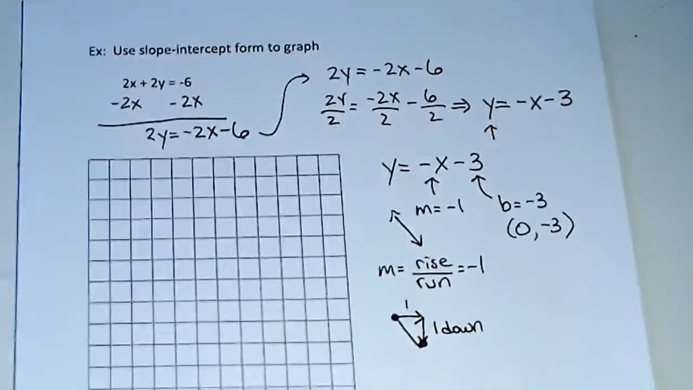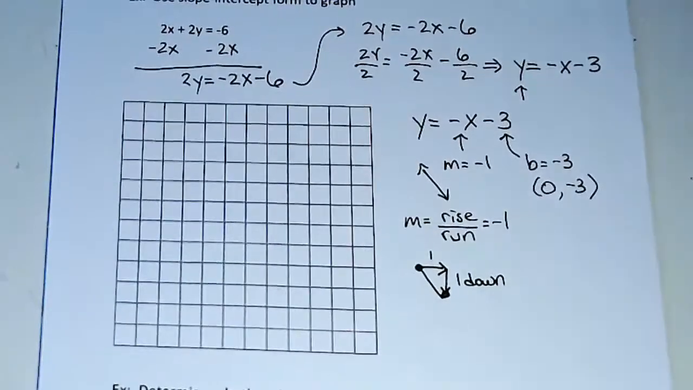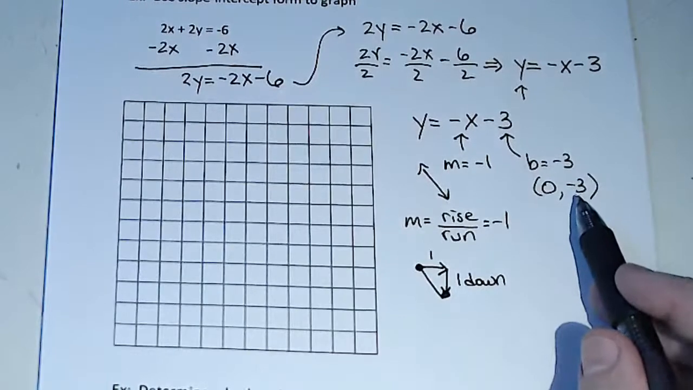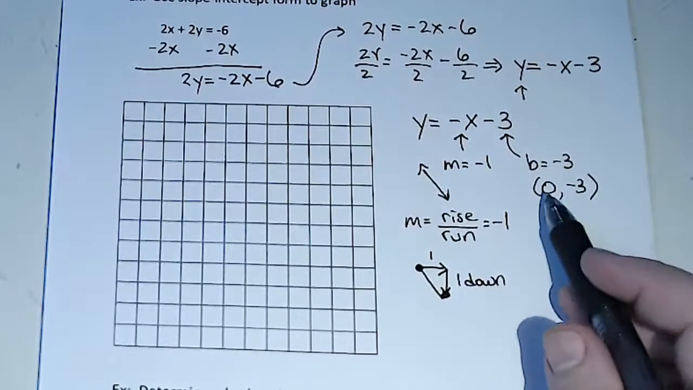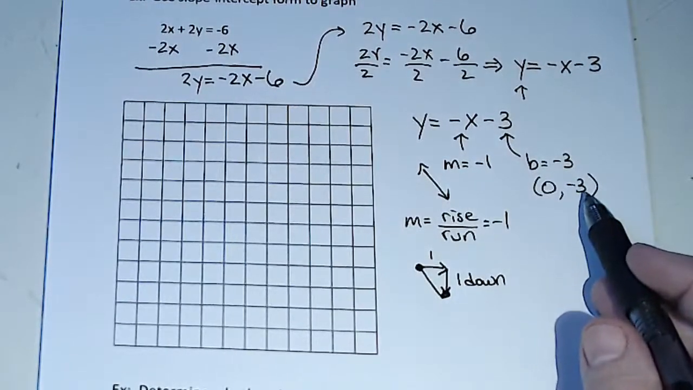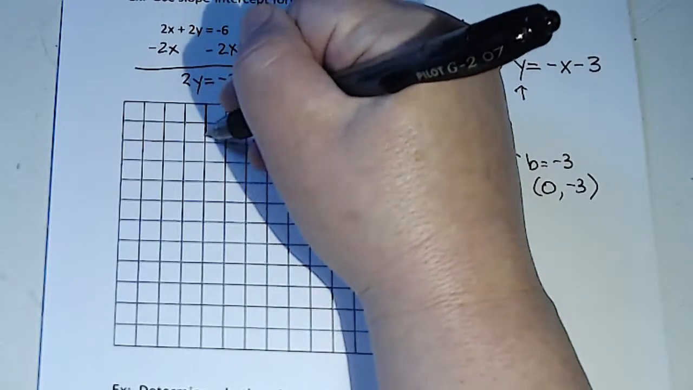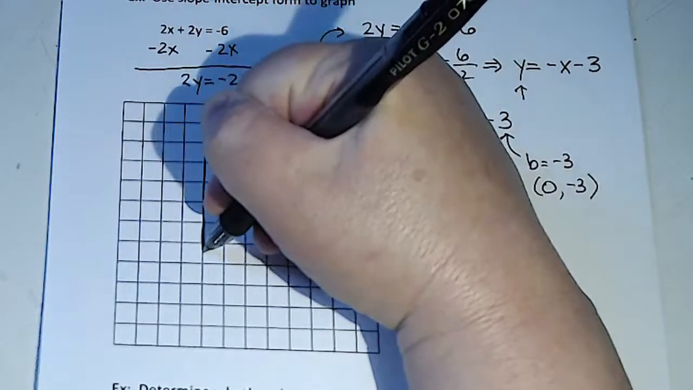So that's what my slope looks like. Okay, so what point am I going to start with? That's a good question. I am going to start with the point 0, negative 3. So let's see, 0, negative 3 is on the y-axis. So I can draw a straight line here.